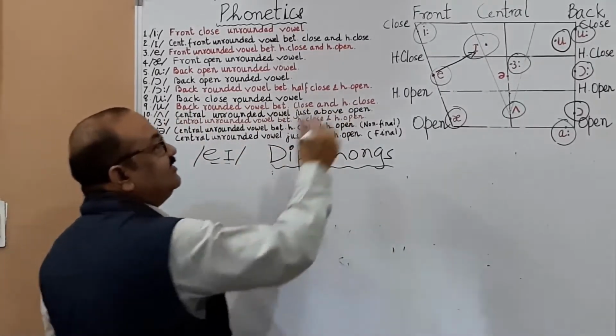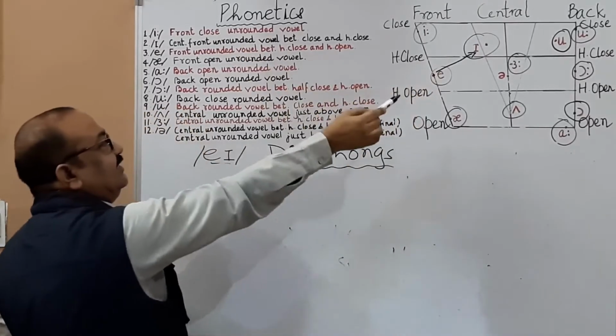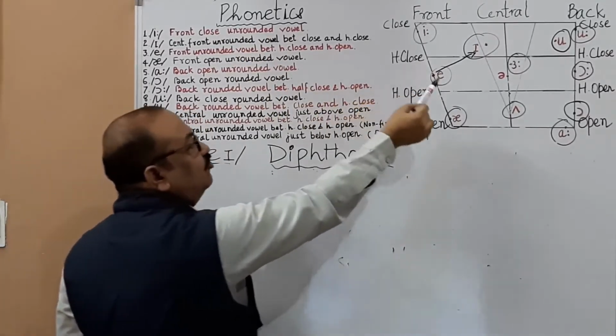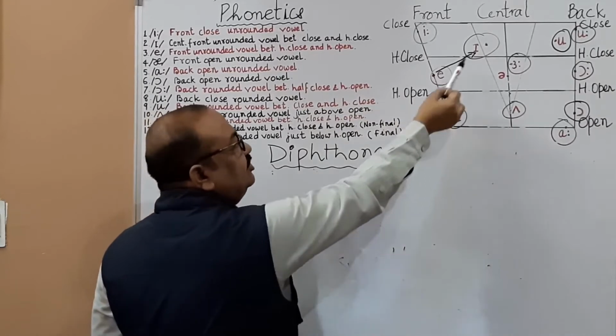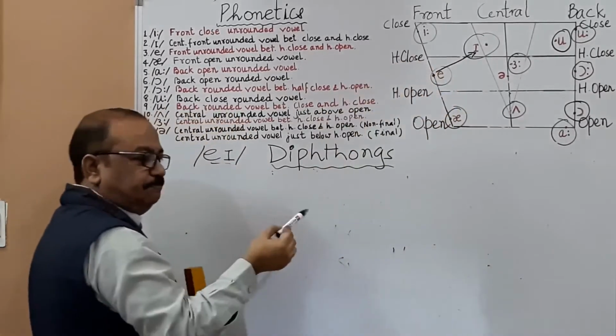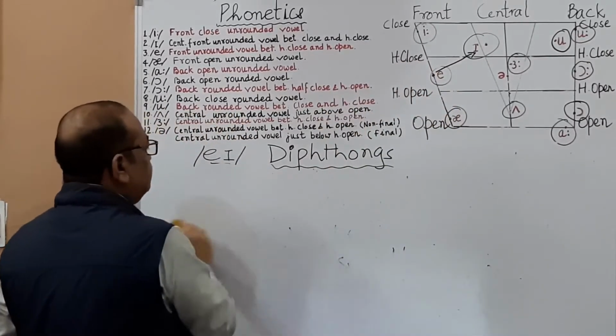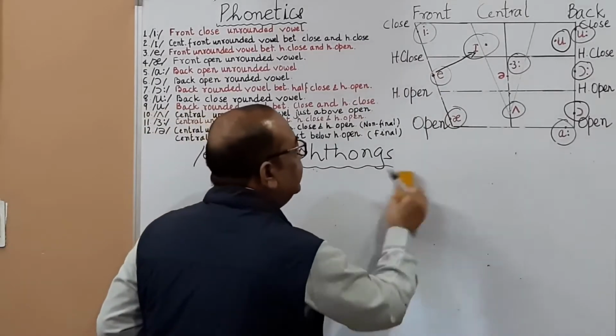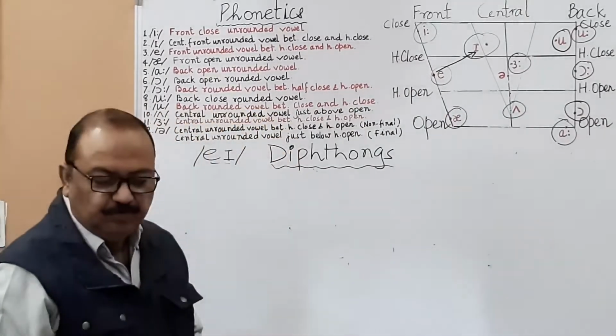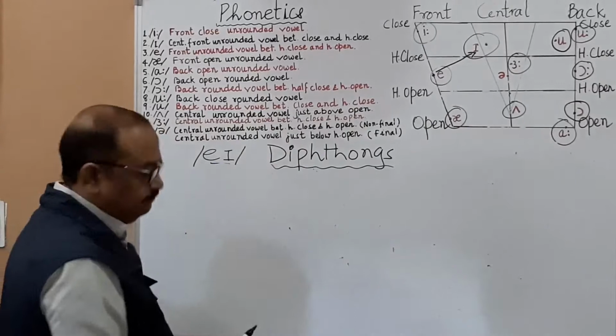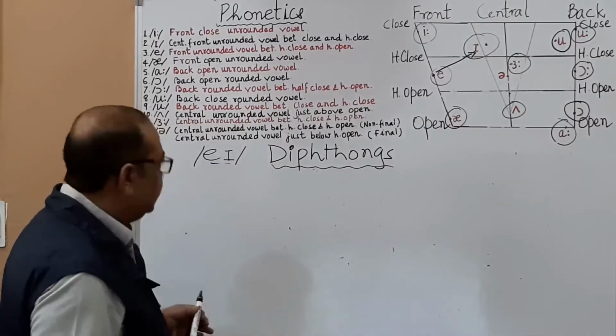Why have I made this arrow? Because there is a glide from this position to that position of this sound. Now we move on to the second one. This I must remove.